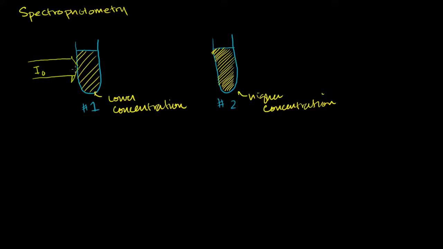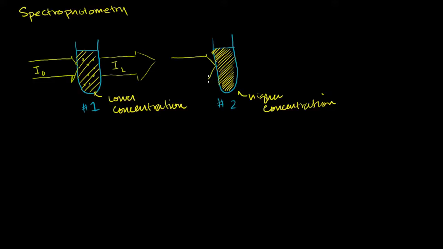Well, some of it is going to be absorbed. Some of this light at certain frequencies is going to be absorbed by our little molecules inside the beaker. And so you're going to have less light coming out from the other side, especially less of those specific frequencies that these molecules like to absorb. I'll call this I1.